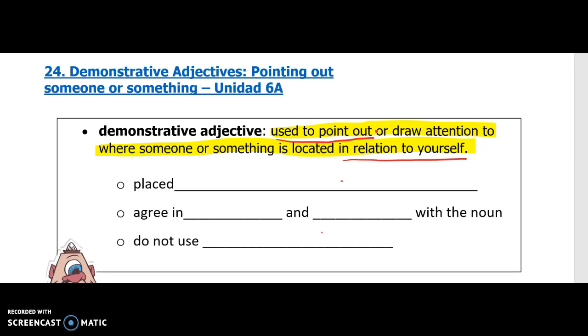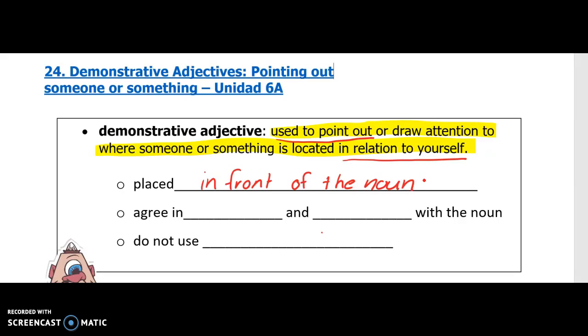Like definite articles, they're going to be placed in front of the nouns they describe. So they are placed in front of the noun. Not my prettiest handwriting, but you get the idea. So just like el goes in front of pupitre or la goes in front of taza, demonstrative adjectives are going to go in front of the noun.